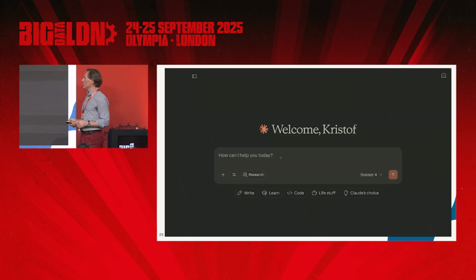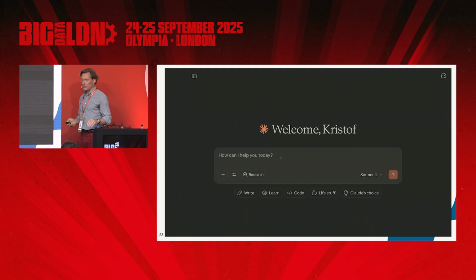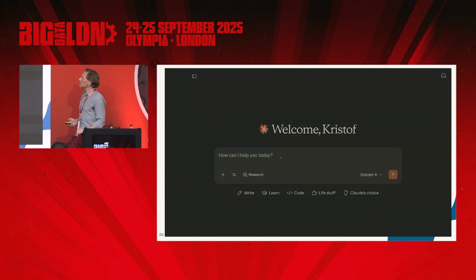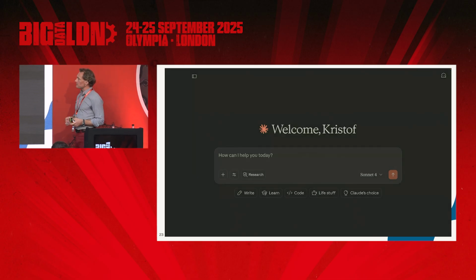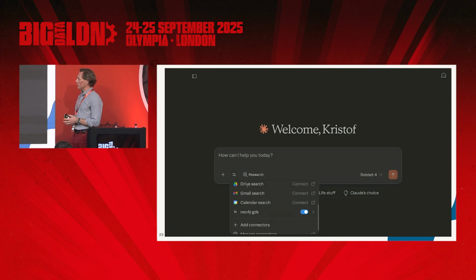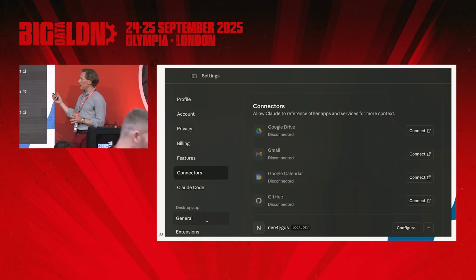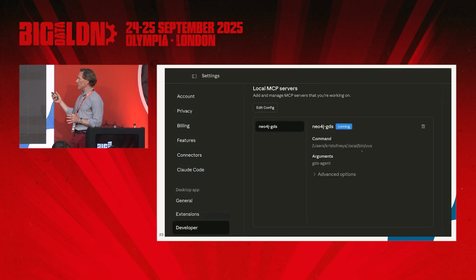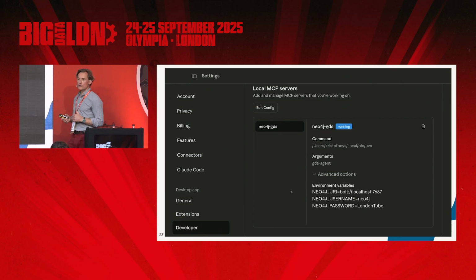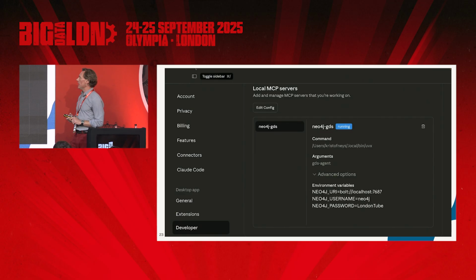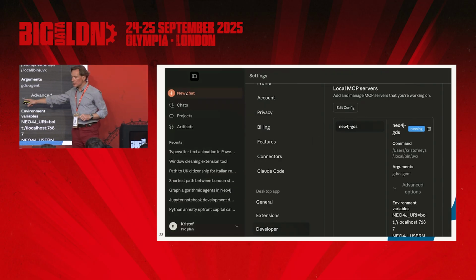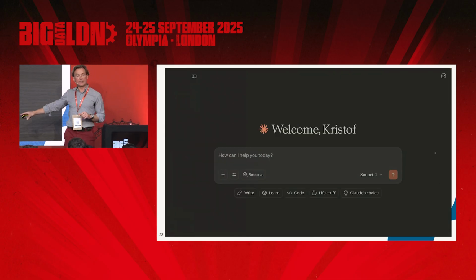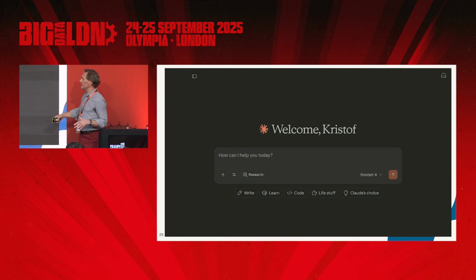As I said, I didn't want to gamble with the gods, so I recorded this, but come and see us later on. You connect to your MCP server in the config file of your Claude. You make sure you install the GDS agent, and then you give it the credentials of your database, which is a local database in this case, just on your laptop. And then I can ask it some questions.